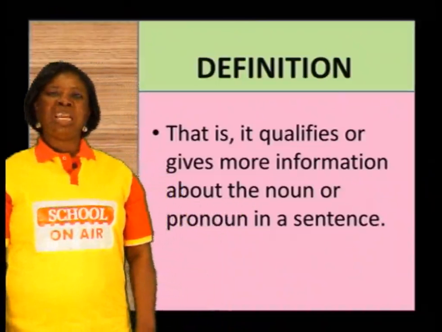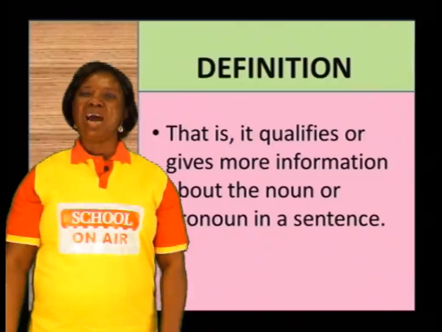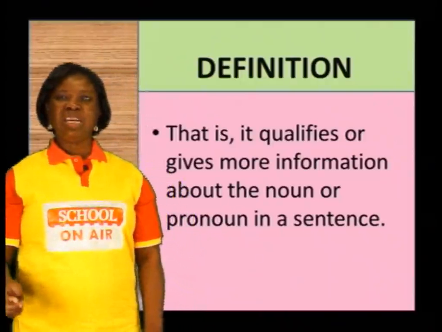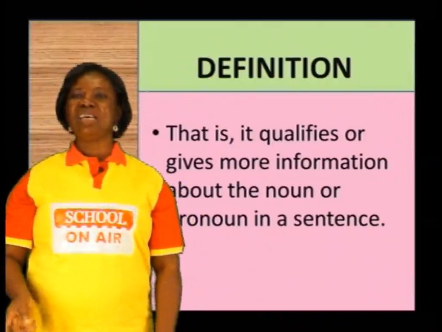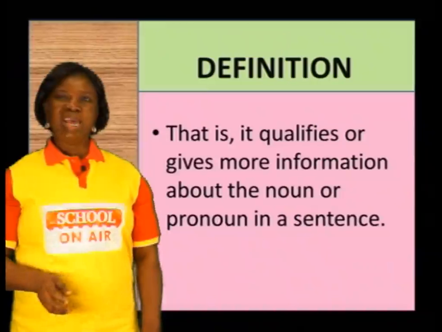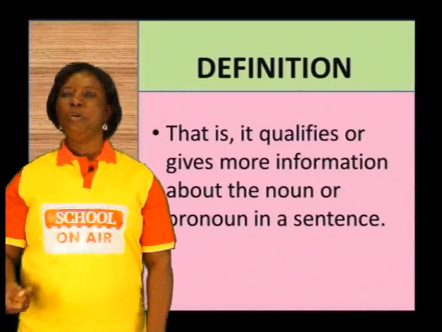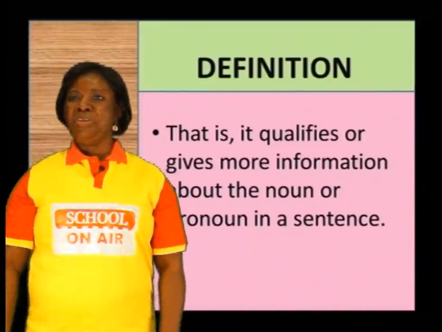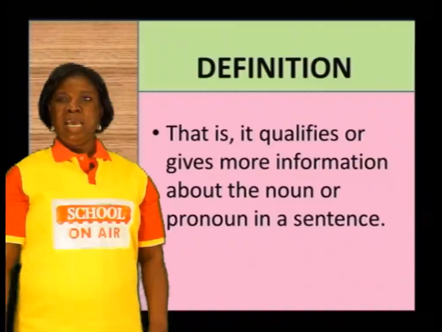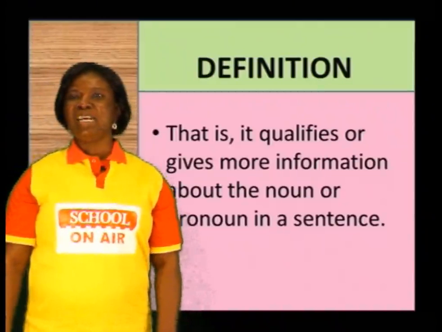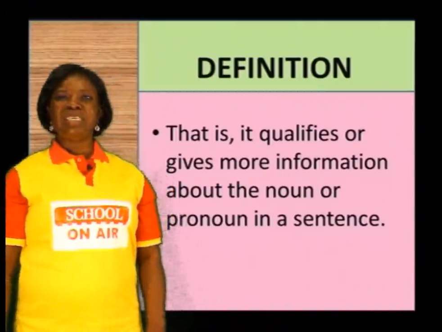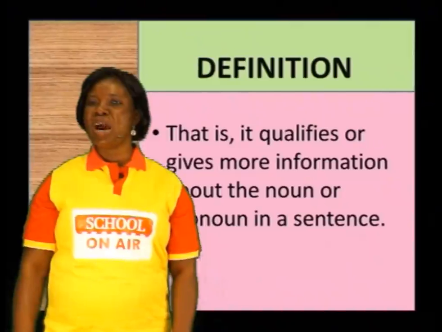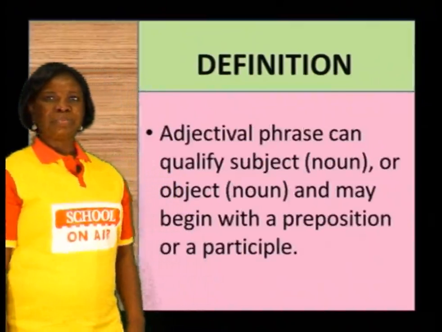For you to know what an adjectival phrase is, you must know what an adjective is. The only difference between an adjective and an adjectival phrase is that an adjective is only one word, while an adjectival phrase is more than one word. So your adjective gives more information or qualifies a noun or a pronoun in a sentence. Therefore, the adjectival phrase qualifies or gives more information about the noun or pronoun in a sentence.